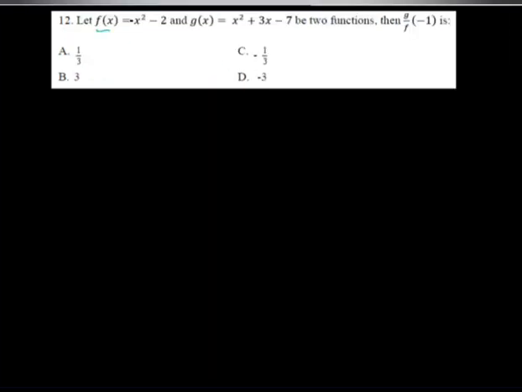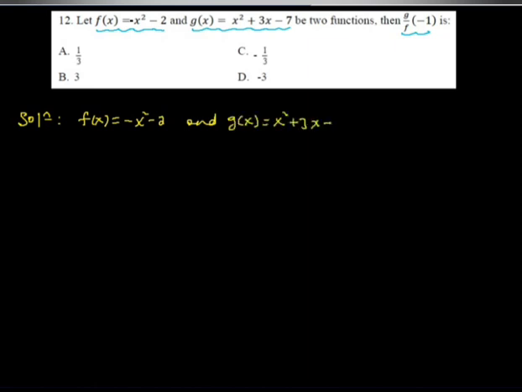Let f of x is given here by minus x square minus 2, and g of x is x square plus 3x minus 7. These two functions are given. Then the question is, what is g over f at minus 1? So ምናልባትም እንደዚህ አይነት ጥያቄ በቃላችሁ ሁላ ልትሰሩ ትችላላችሁ። The function f of x is minus x square minus 2, and g of x is x square plus 3x minus 7. አሁን ምንድነው ጥያቄው? g over f at minus 1.